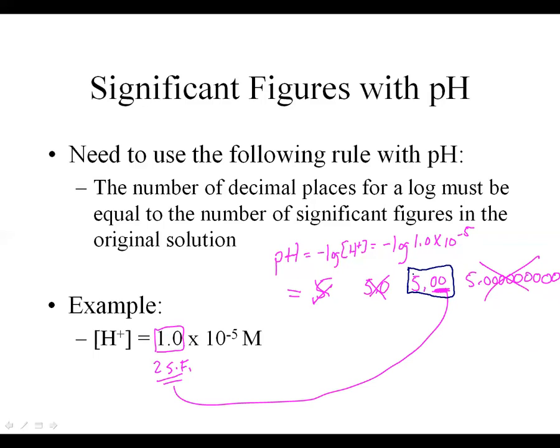We would also know that this pH of 5 means that this solution should be acidic, as it is less than 7 on the pH scale. Any questions on significant figures to decimal places? We will also talk about in this chapter how to go from pH back to the H plus concentration. So the rule applies going both ways. If we started with a pH of 5.00, it would have two decimal places. Then that means the H plus concentration should end up with two significant figures. So this rule goes both ways.